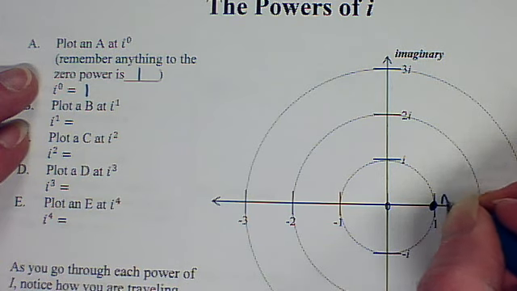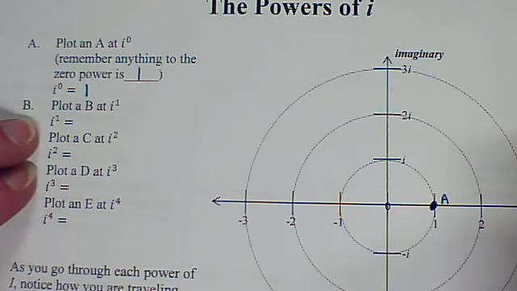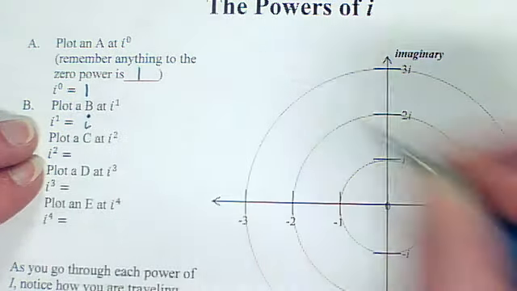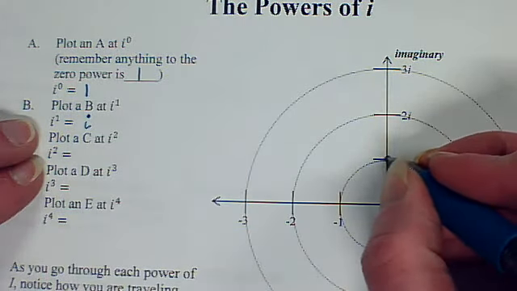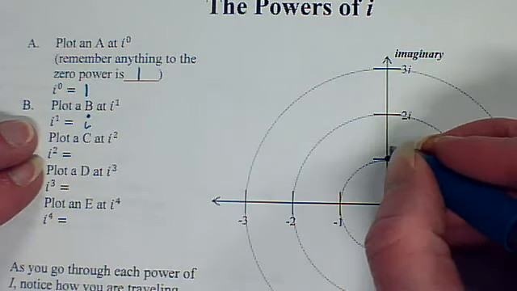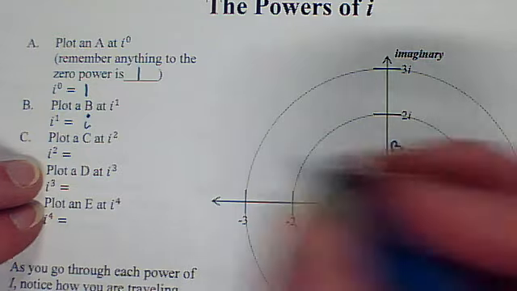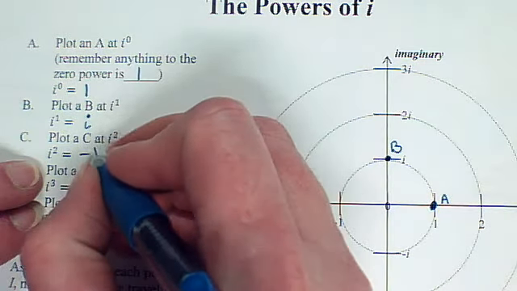Okay, i to the first power. Well, that just means I have i. Here's i, because remember, the imaginary axis is up that way. i squared, well, of course, that's our definition. i squared is -1.